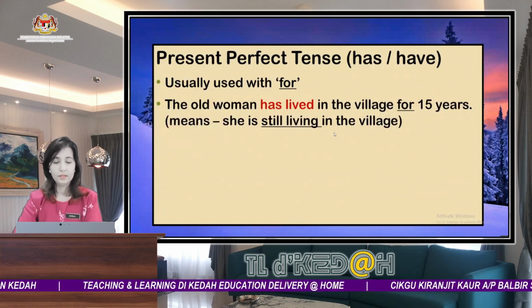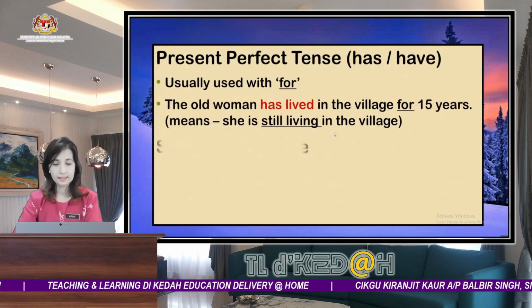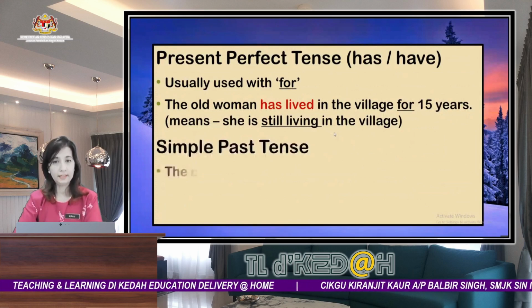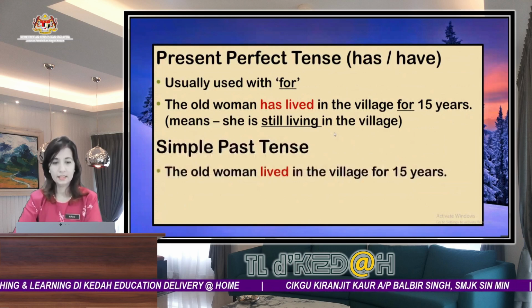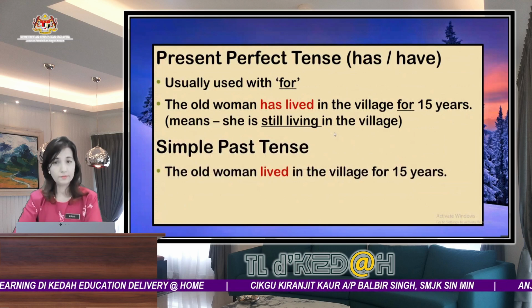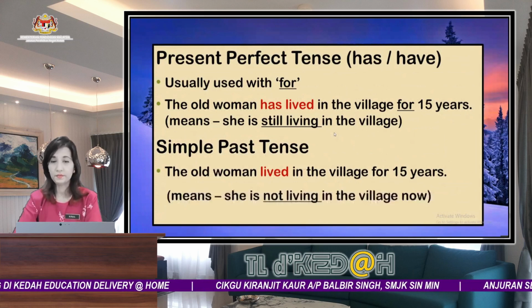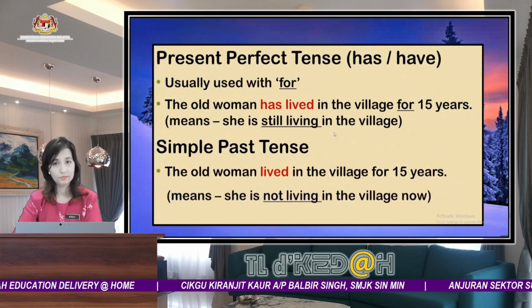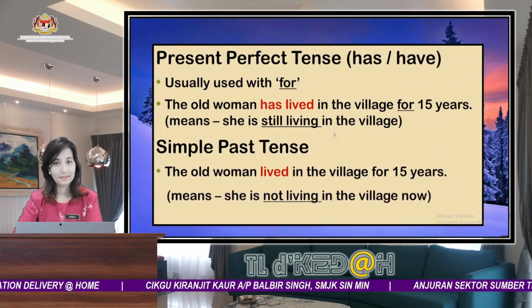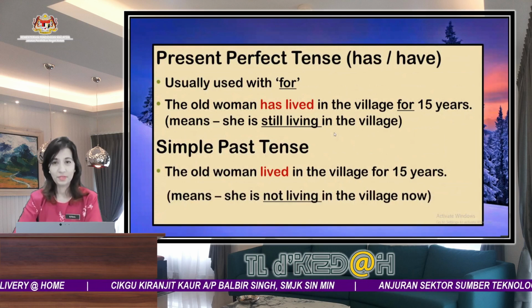So in past tense, it would be like this. The old woman lived in the village for 15 years. So meaning she's not living in the village anymore. She lived in the village for 15 years. Now she's living in town. Make sense? Stay with me.